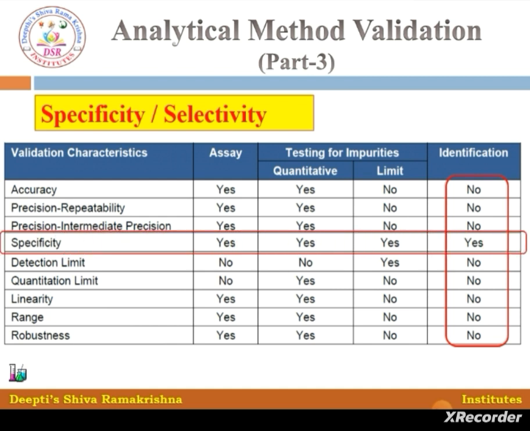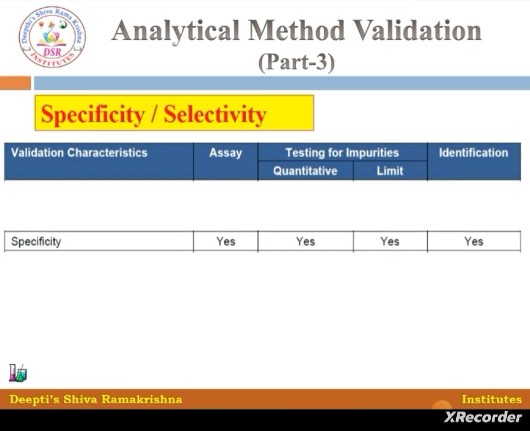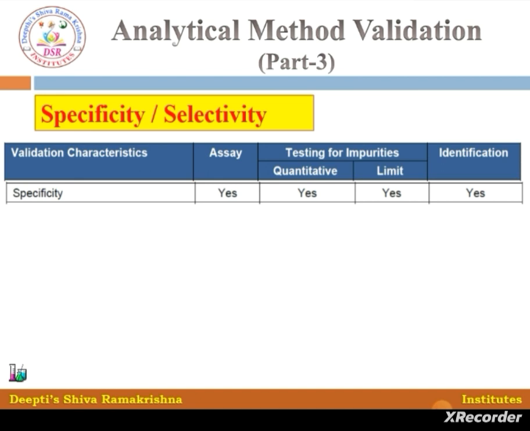So, our current topic, specificity and selectivity: for which type of test categories should specificity be performed? If you check all the test types, specificity shall be performed. For assay specificity is required, for quantitative test for impurities specificity is required, for limit test specificity is required, and for identification test only one parameter, specificity, is important.